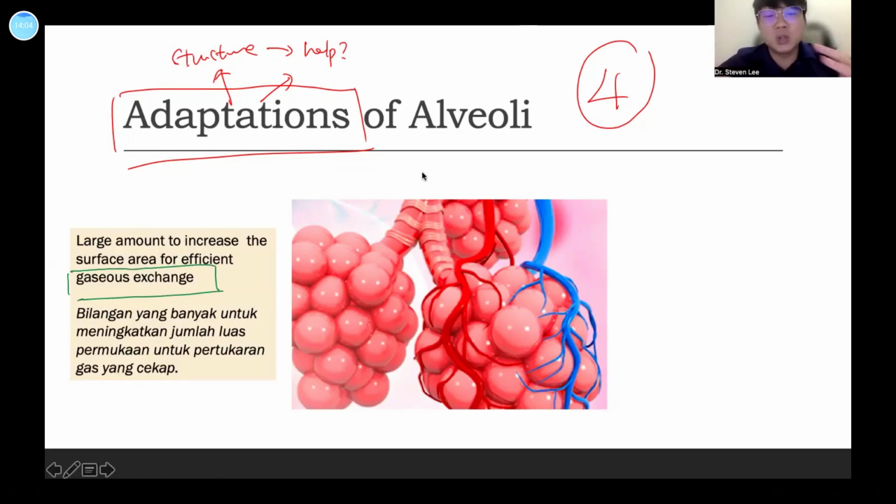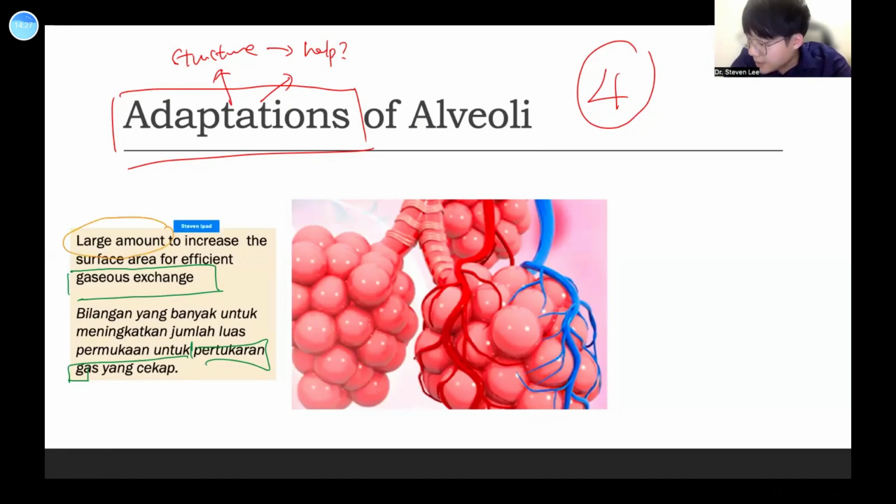There are many students who like to write "resapan gas". What do you mean by resapan gas? In this chapter, the word that we want is gaseous exchange. What the alveoli do is actually gaseous exchange, pertukaran gas. There's nothing else that I want to see. So the key word is gaseous exchange, or pertukaran gas. I don't want to see diffusion of gases, resapan gas, all that kind of nonsense. I don't want to see. Okay, only this.